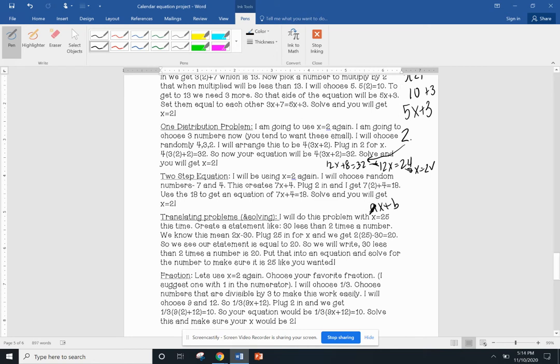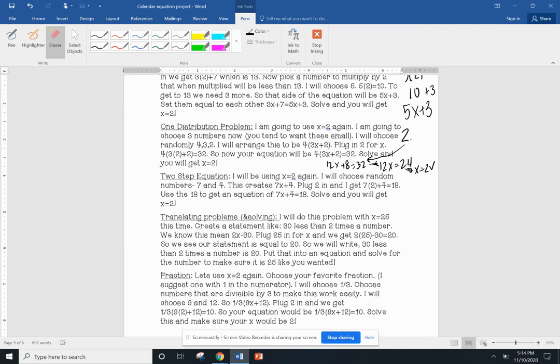For the translating and solving part, we are choosing this time x is 25. I chose 25 just to show you a bigger number. So I created a statement like 30 less than 2 times a number. I just picked that out of random. I picked 30, I picked 2 times a number, and I got that as 2x minus 30.